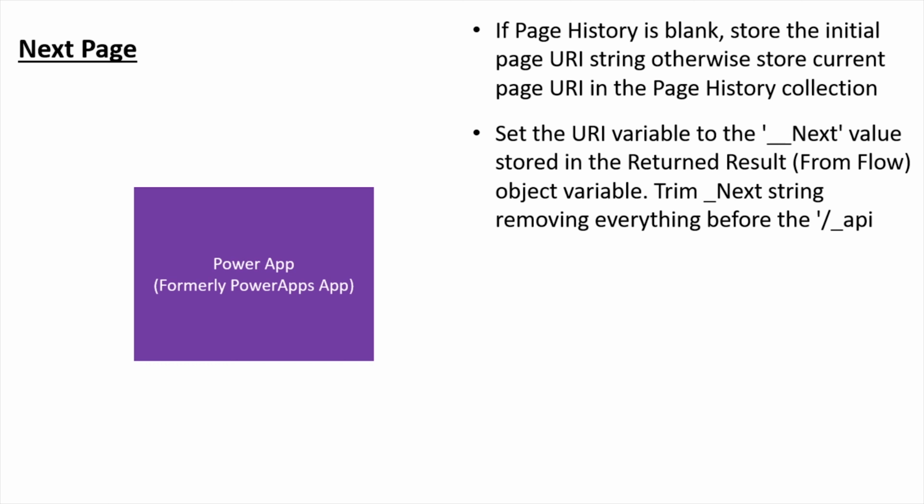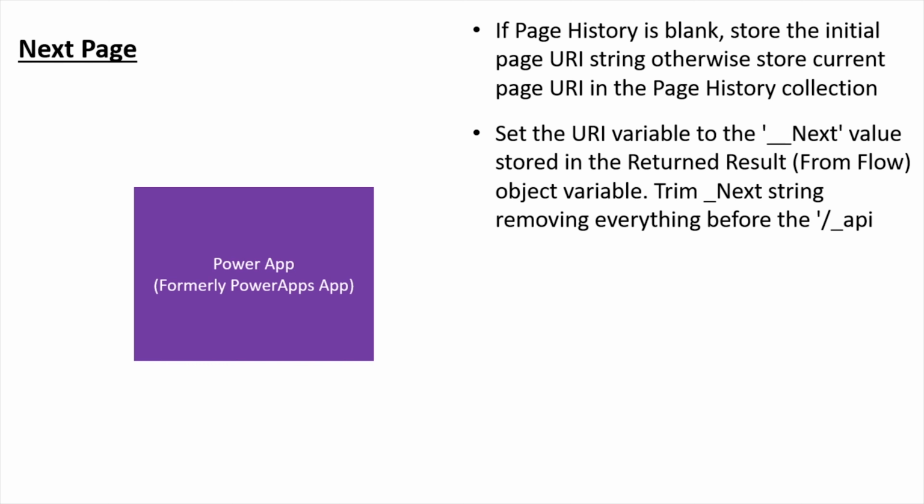We then set our current URI variable to our __next value that's stored in the return result. Now that __next value is what I was talking about before, which is a part of the JSON object that's returned back from our SharePoint web service call. So we get 2 parts to that object. There's an array, which is all of our list items, and there's that next parameter. So they're the 2 properties that are a part of that JSON object.